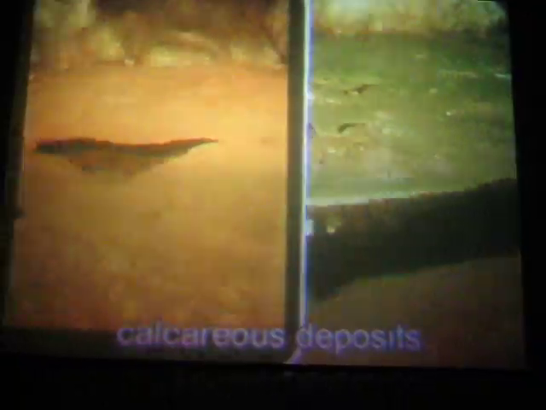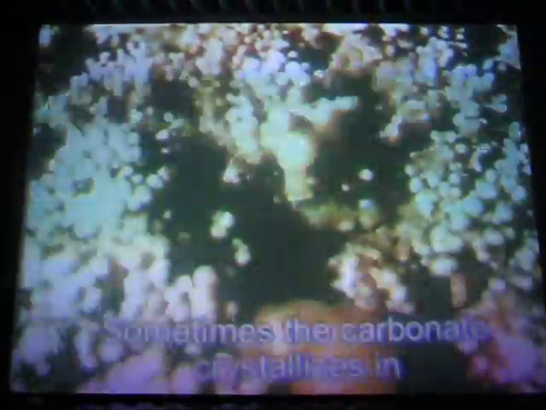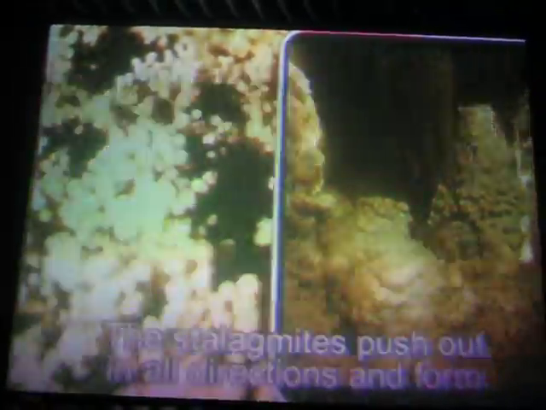Puddles sometimes form in depressions on the floor of the cave and get covered over by calcareous deposits. Sometimes the carbonate crystallizes in an unordered manner. The stalagmites push out in all directions and form coral-like aggregates called corallitites.